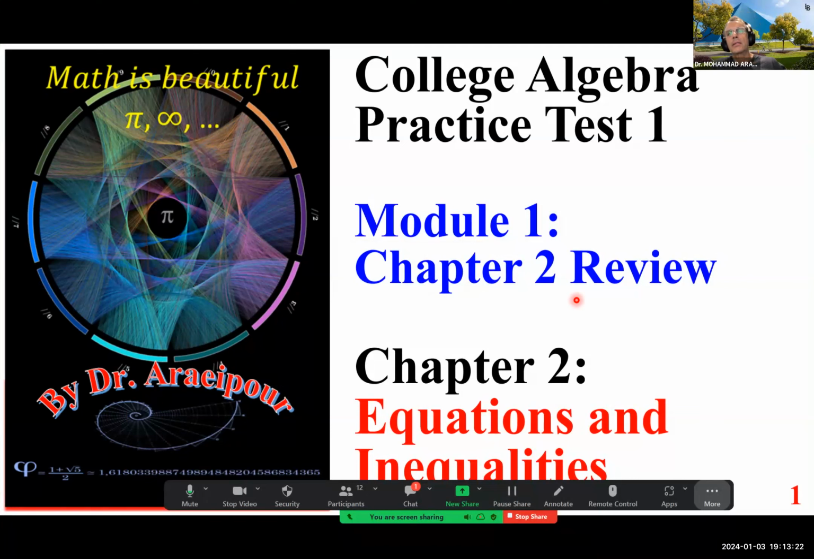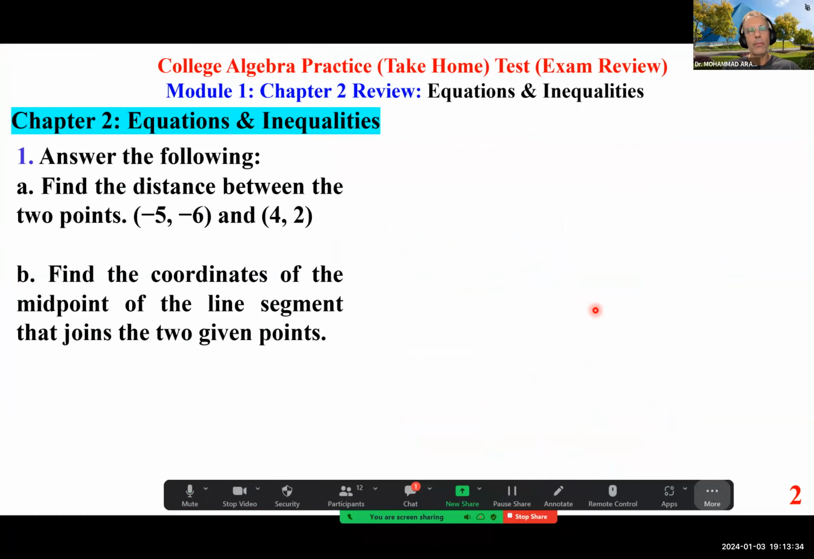Good evening, class. Here's College Algebra Practice Test 1, Module 1, Chapter 2. That is equations and inequalities. Chapter 2, Equations and Inequalities, answer the following.